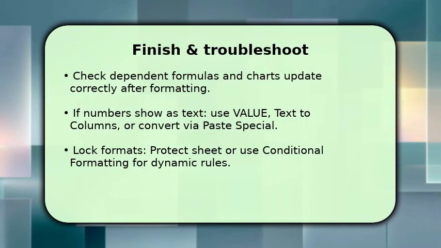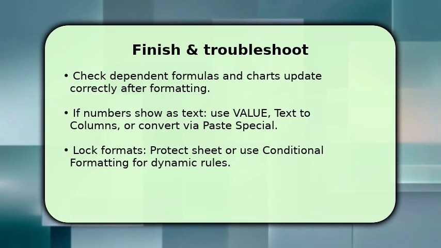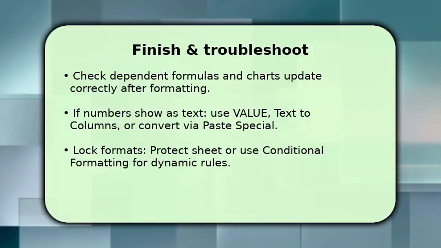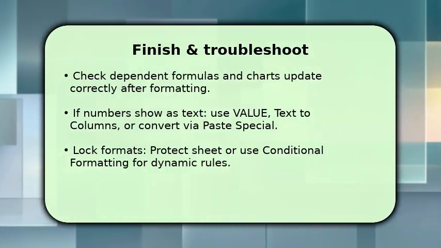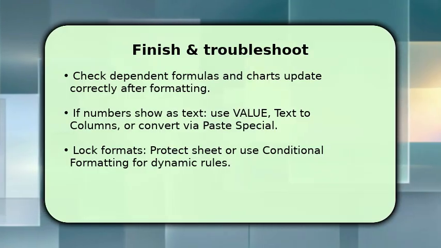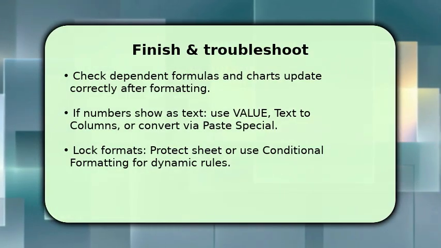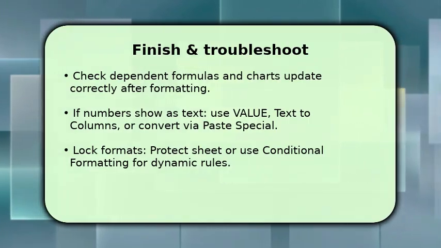To finish, verify that formulas, pivot tables, and charts reflect the new formats and that sorting still behaves as expected. Formatting shouldn't change underlying values. If some numbers remain as text, convert them with VALUE, text to columns, or multiply by 1 via paste special. That fixes calculation issues. Finally, lock important formats with Protect Sheet or apply conditional formatting for rules that must persist.